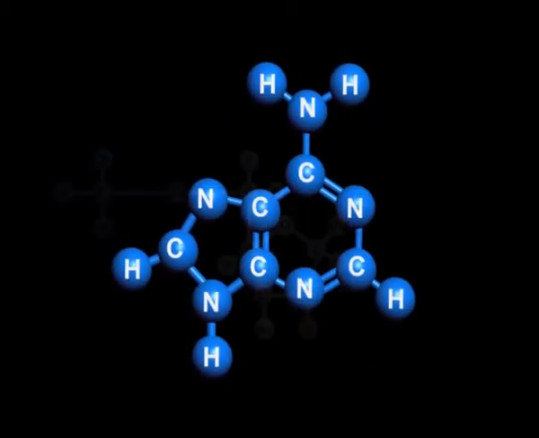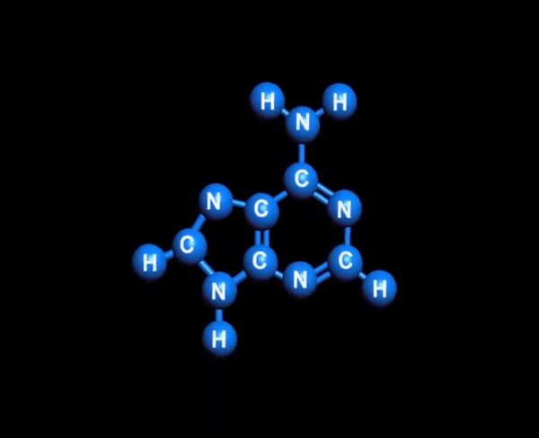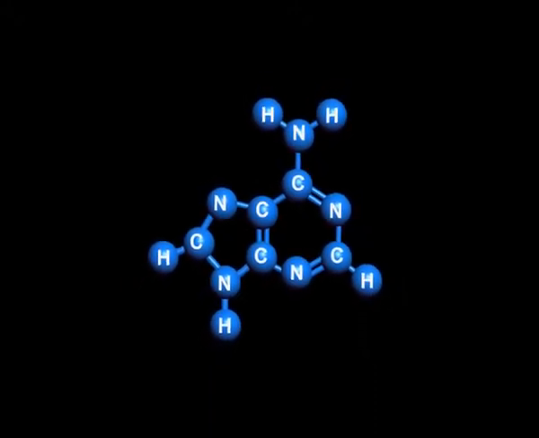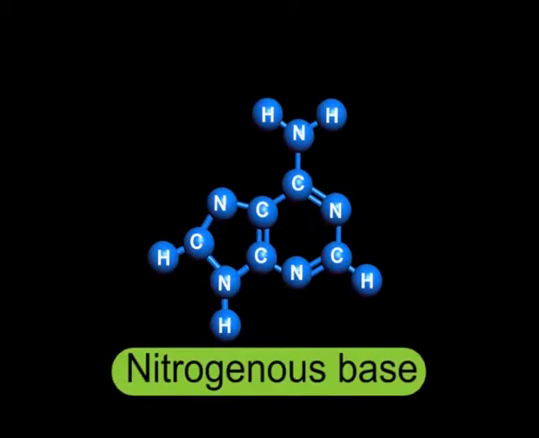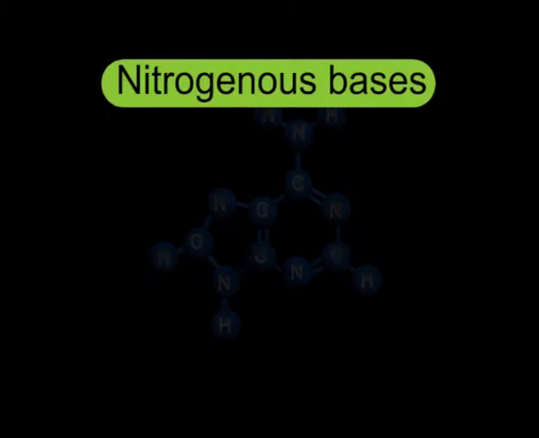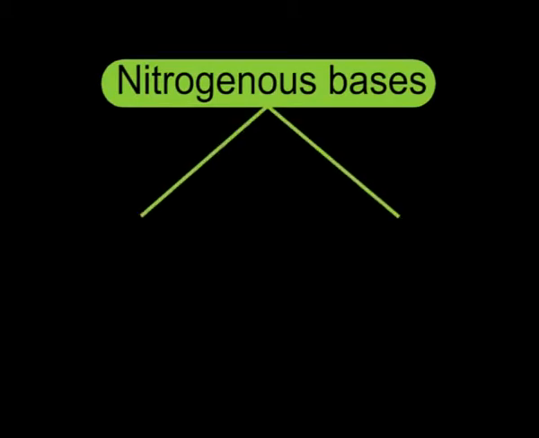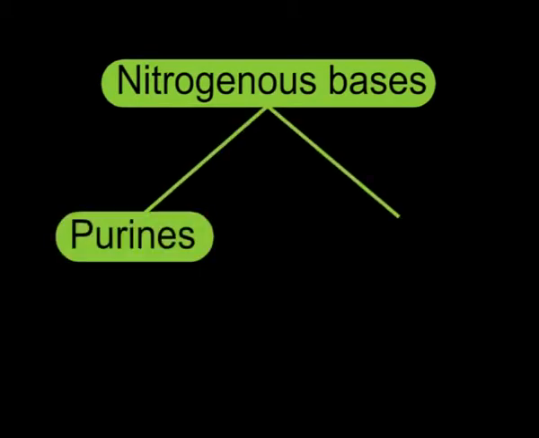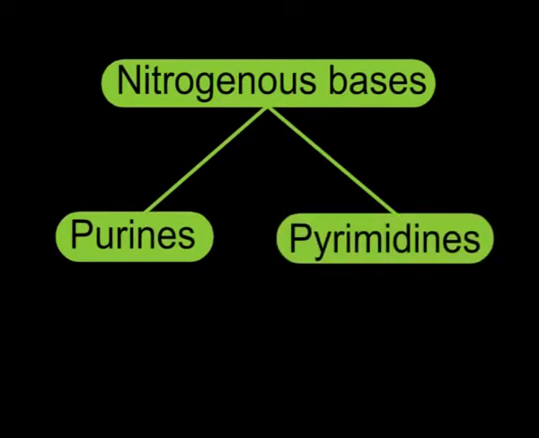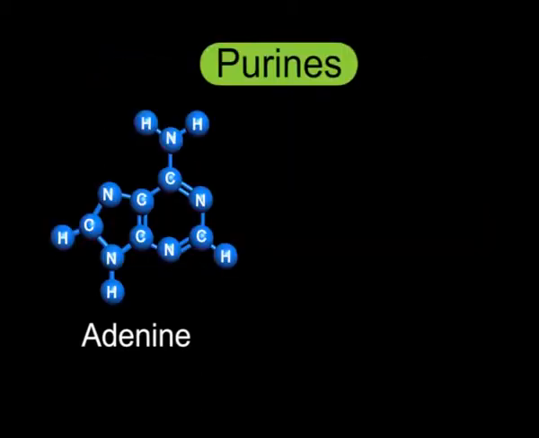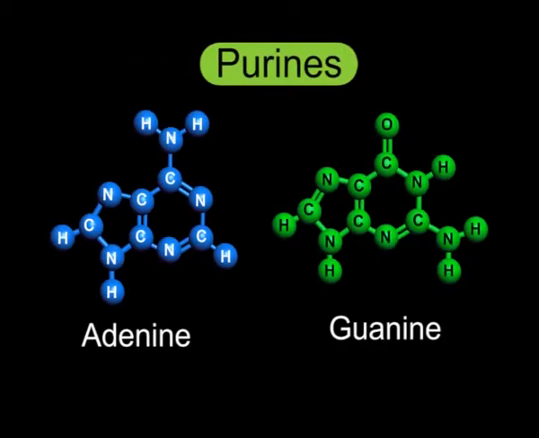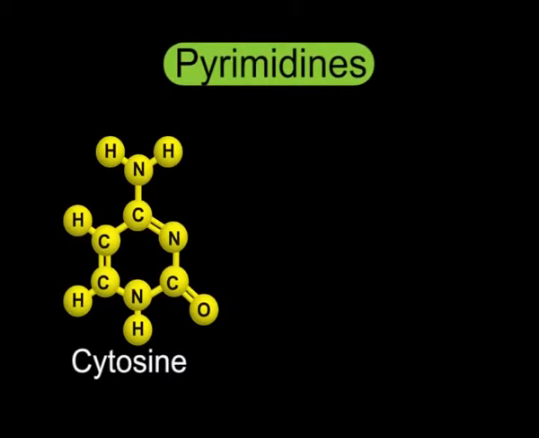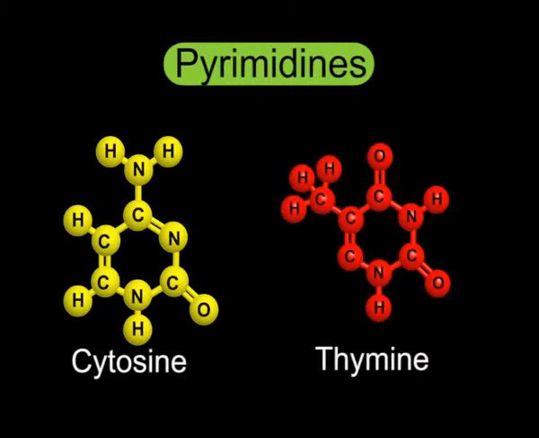The third component of the repeating monomeric unit of a nucleic acid molecule is the nitrogenous base. There are 2 types of nitrogenous bases, Purines and Pyrimidines. In case of DNA, adenine and guanine are the purines, and cytosine and thymine are the pyrimidines.